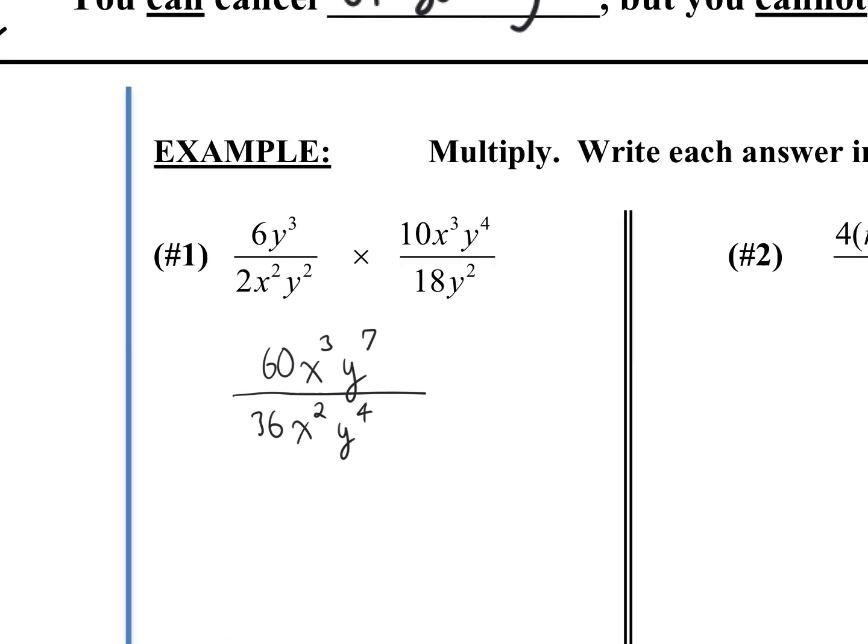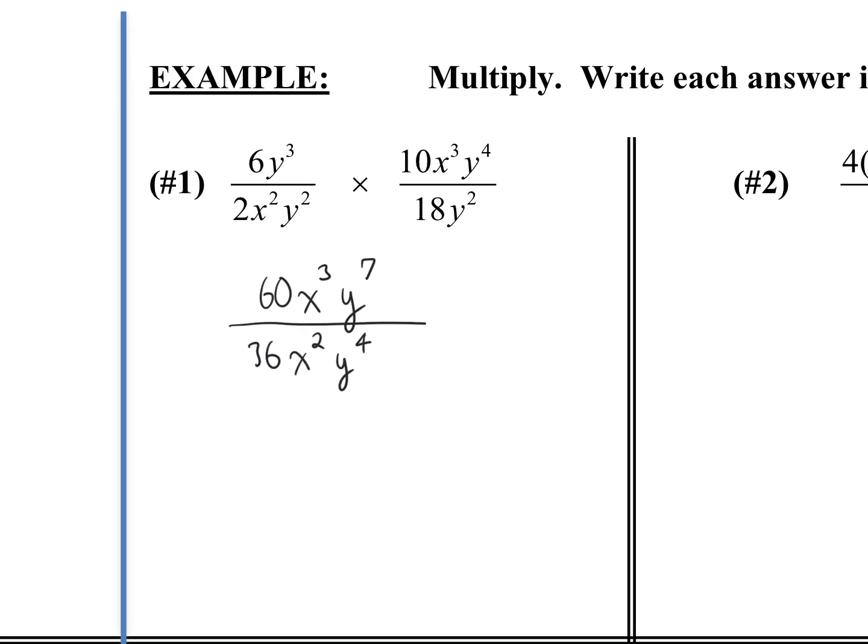All right, now we want to find the biggest number that goes into both of these, which is going to be, let's see here, 6, I think it's 12. Yeah, it should be 12. 12 goes into 60 how many times? 5. 12 goes into 36 how many times? 3.